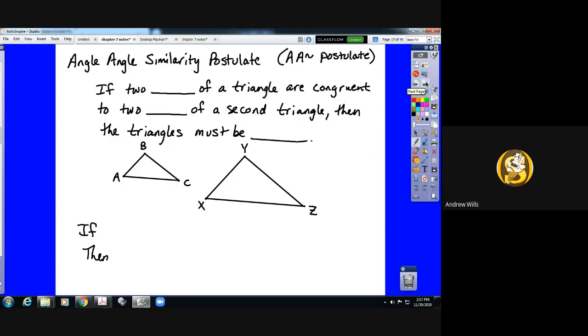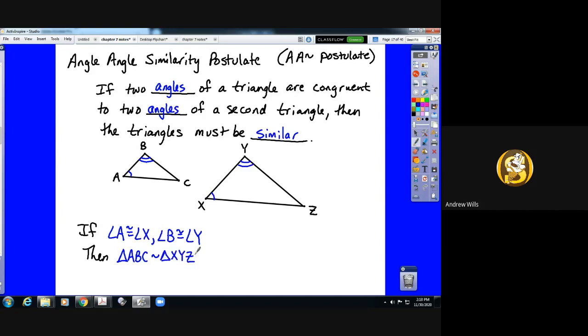The angle-angle similarity postulate, or AA tilde postulate, says that if two angles of a triangle are congruent to two angles of a second triangle, then the triangles are similar. So if angle A is congruent to angle X and angle B is congruent to angle Y, we can mark up the picture here a little bit. If we have two sets of congruent angles, then that is enough for us to go ahead and state that triangle ABC must be similar to triangle XYZ.